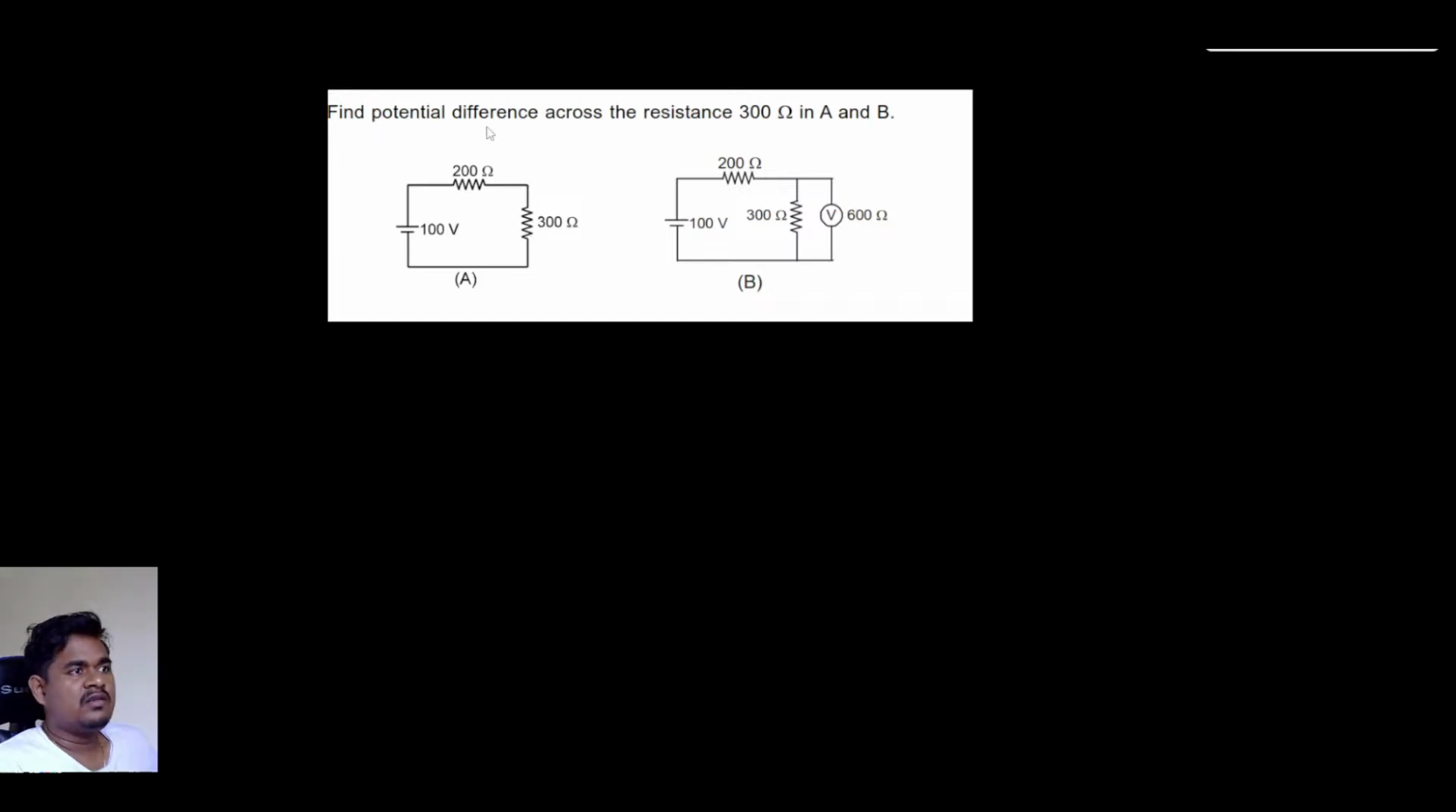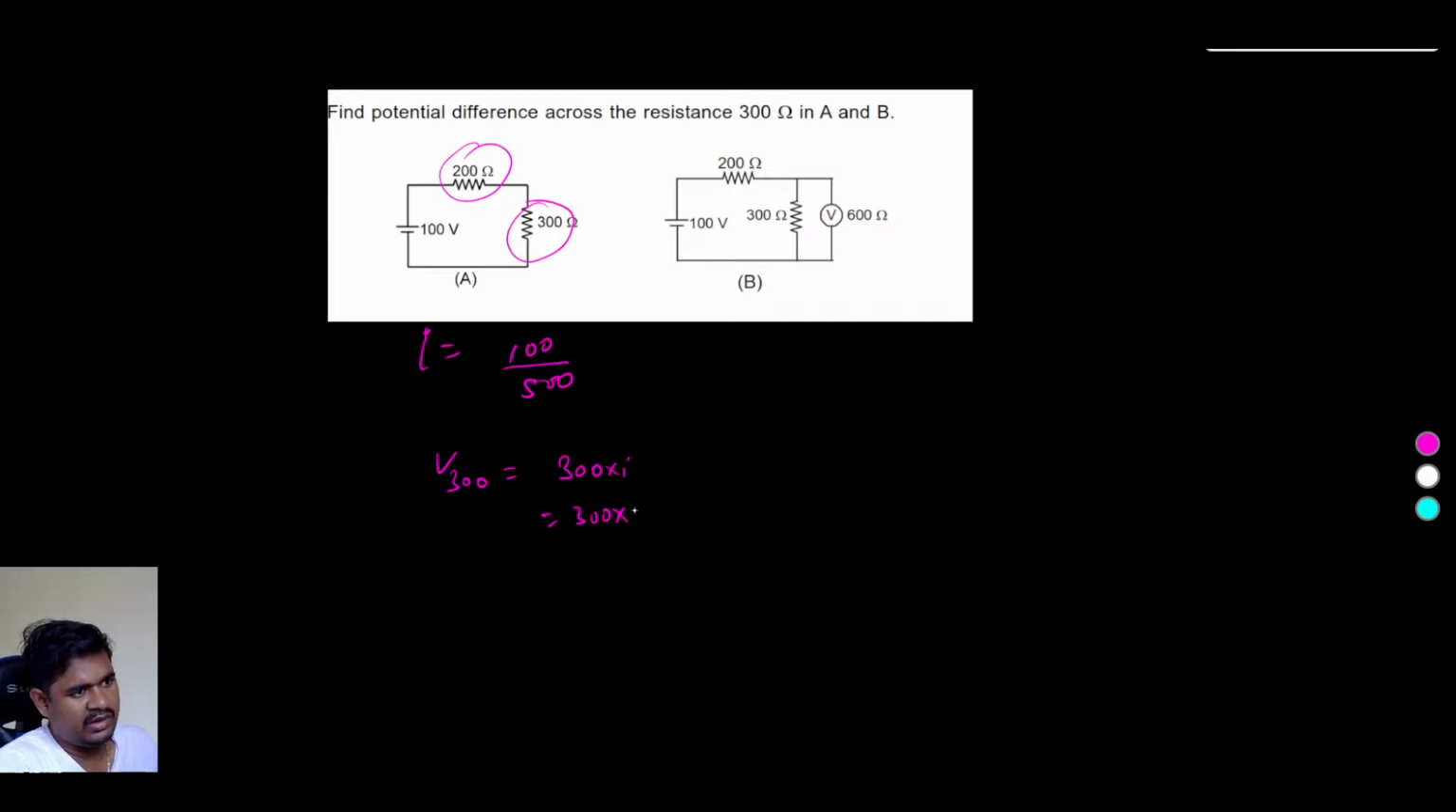In the first one, it's easy enough. Find the potential difference across the 300 ohm resistance. You can calculate the current here: 300 and 200 make 500, so I is 100 by 500. So V across 300 will be 300 times I, so 300 into 100 by 500, that is 300 by 5, and that is 60 volt.